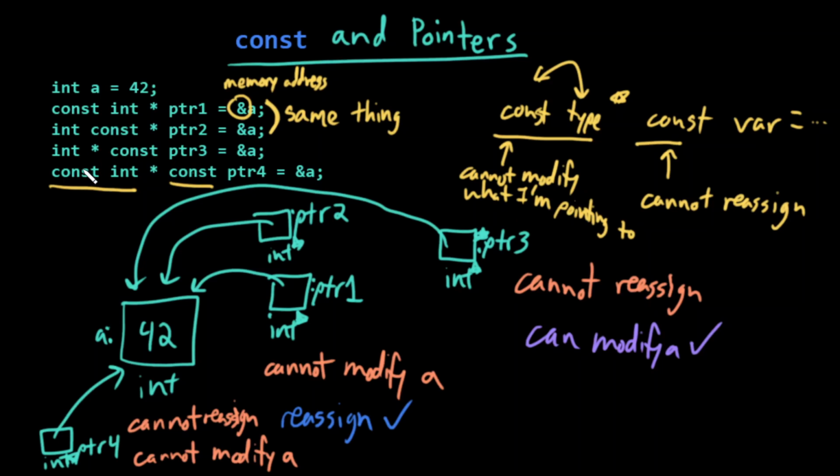If the const is on the left side of the pointer, I could theoretically reassign what I'm pointing to, but I cannot modify whatever I'm pointing to. If it's on both sides, I can't do either. I cannot reassign this pointer, and this pointer cannot modify the object it's pointing to.